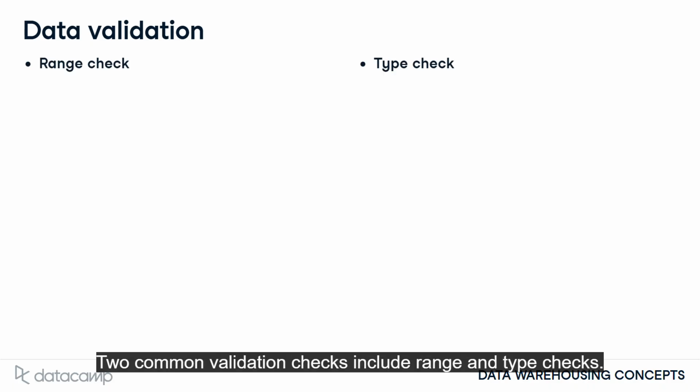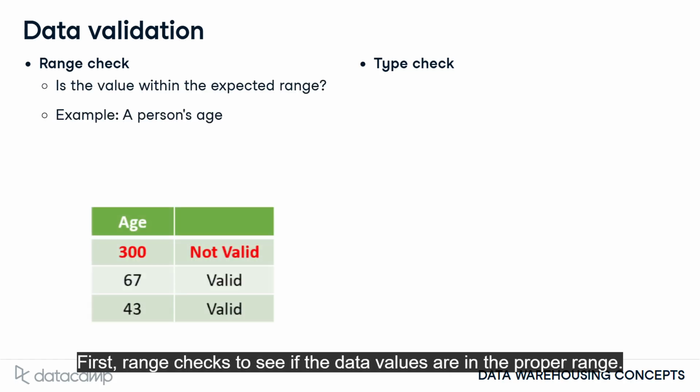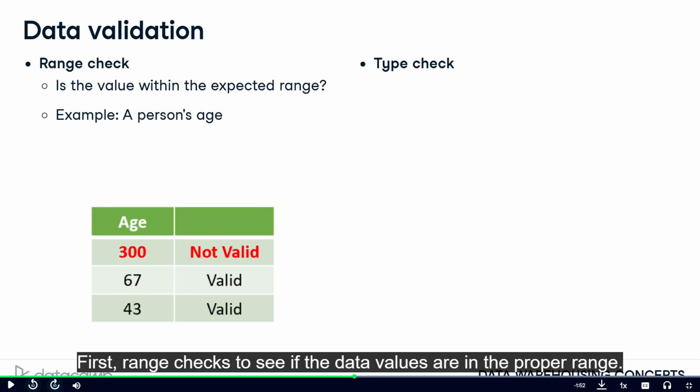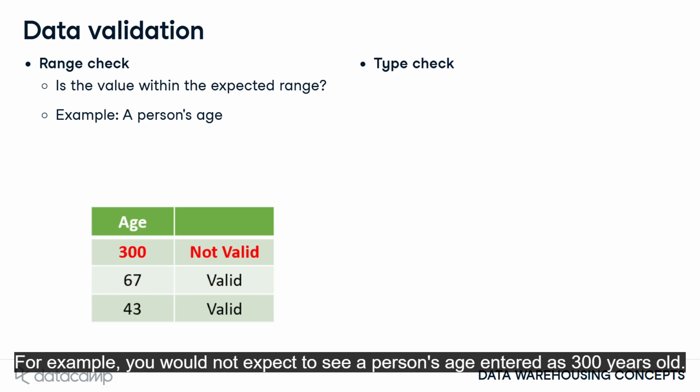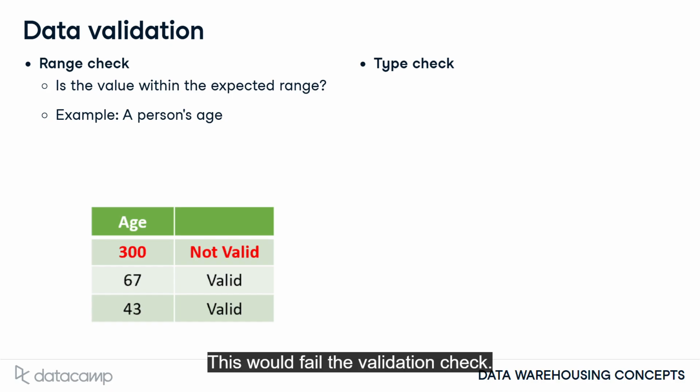Two common validation checks include range and type checks. First, range checks to see if the data values are in the proper range. For example, you would not expect to see a person's age entered as 300 years old. This will fail the validation check.